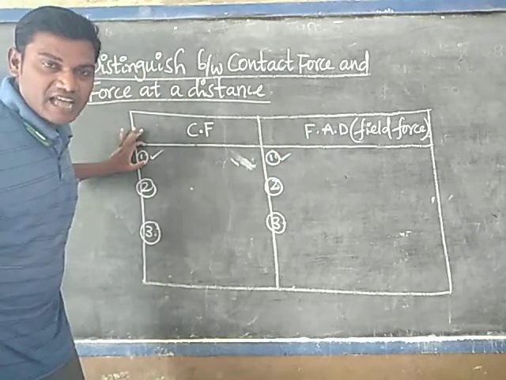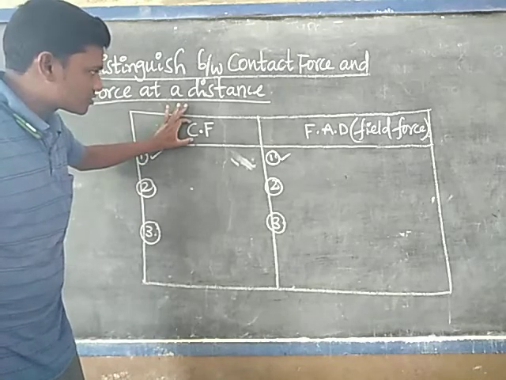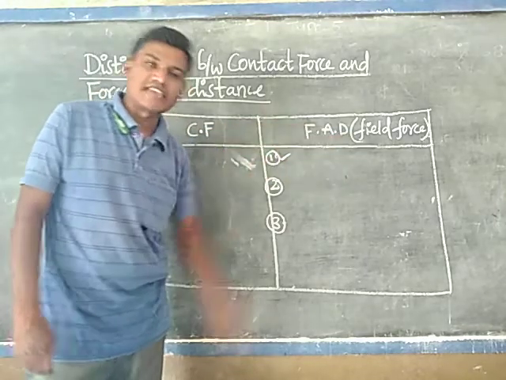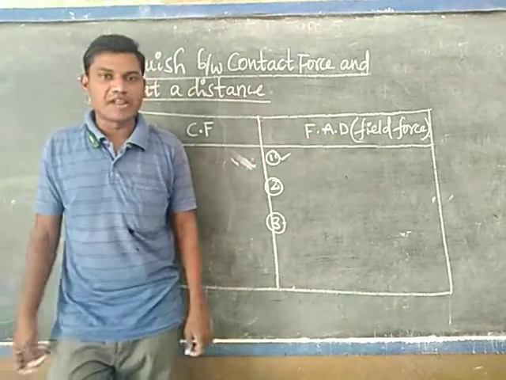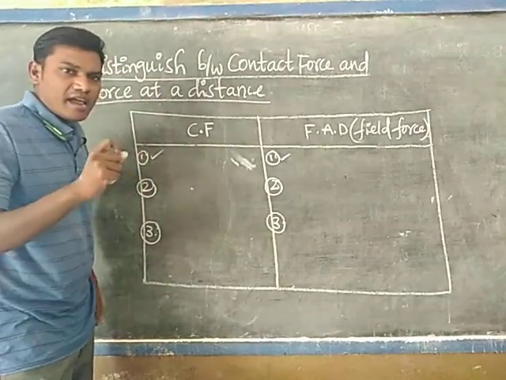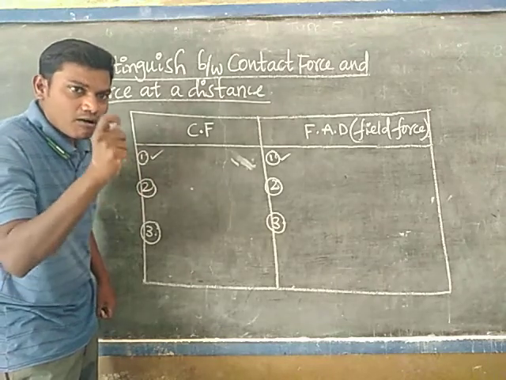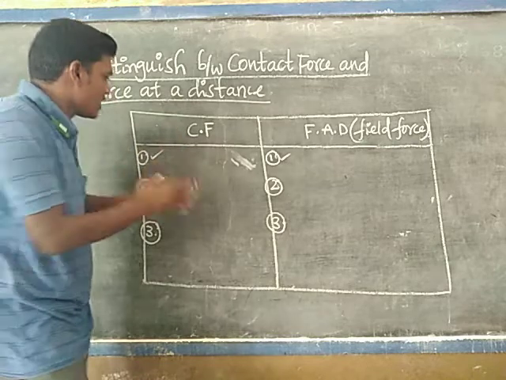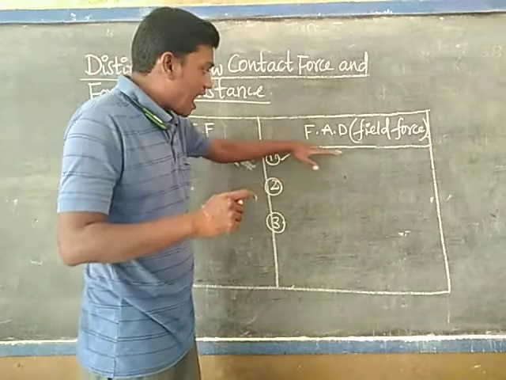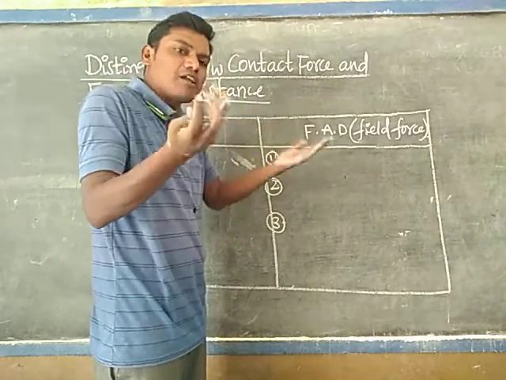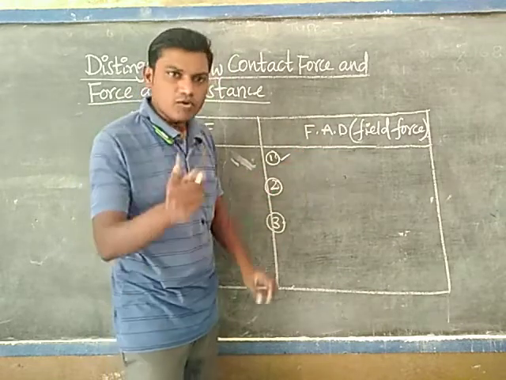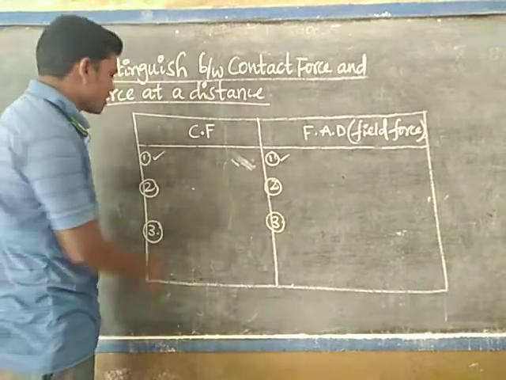Simple. Initially, first you can write the definition of the contact force under this side, and the definition of the force at a distance under this side. Once again: a force which occurs by a direct physical contact between two bodies, that force we call contact force. Next, a force which occurs without any physical contact, that force we call force at a distance. Next, what is the second one?